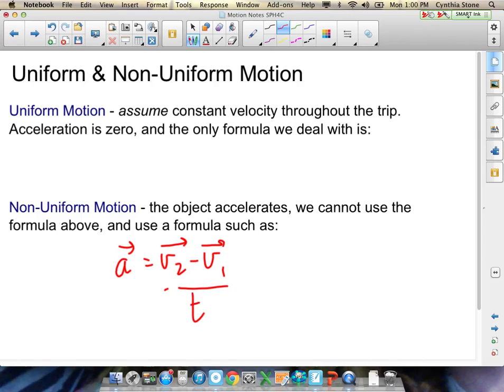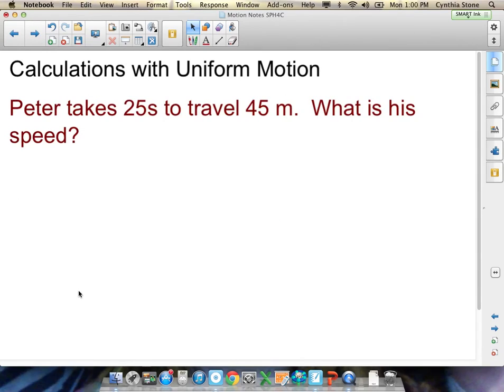You know, calculating acceleration. But non-uniform motion, you're assuming there's an acceleration, is the big thing, where uniform motion, we assume constant velocity. Okay? And we'll get more into the non-uniform motion another day, not today. Again, if I go too fast, please pause. Let's just do some calculations.